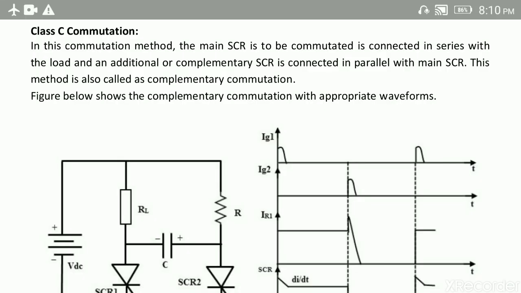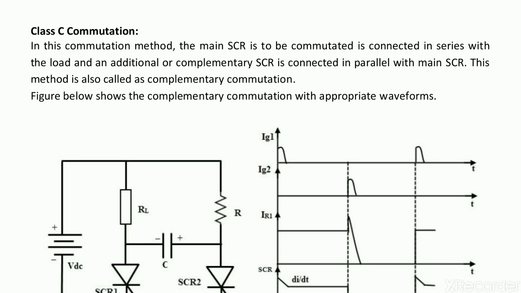So let's discuss the last commutation technique in this video, that is class C commutation, also called complementary commutation. It is one of the types of force commutation techniques. We will quickly see what exactly happens in class C commutation.